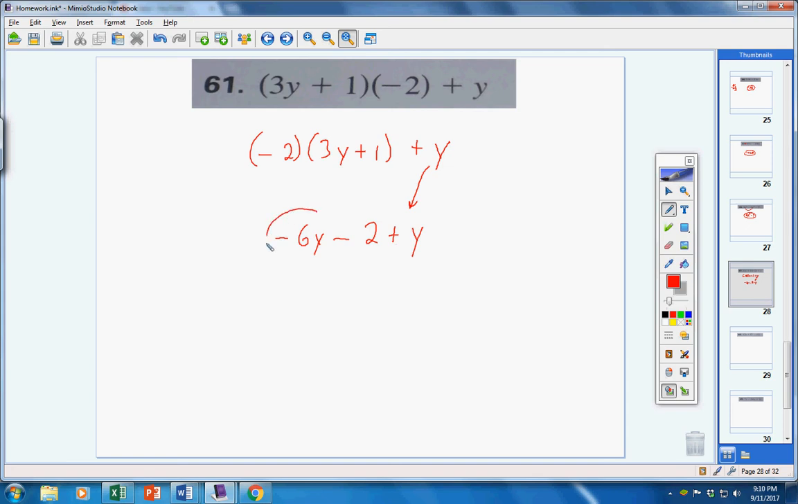Now, I see a y term here and a y term here. Let's combine those. Bring down your y, a negative 6 and a positive 1. Even though you can't see it, when you owe 6, pay off part of your debt, and you still have negative 5. Then bring down your negative 2. You know you're finished because there are no more like terms.